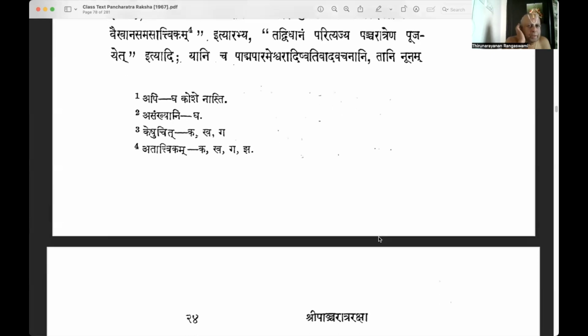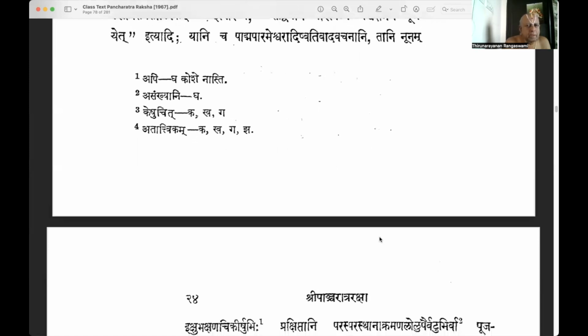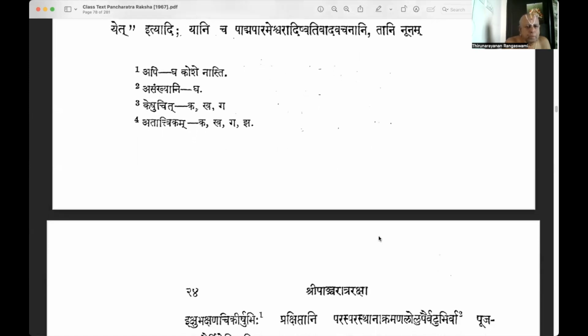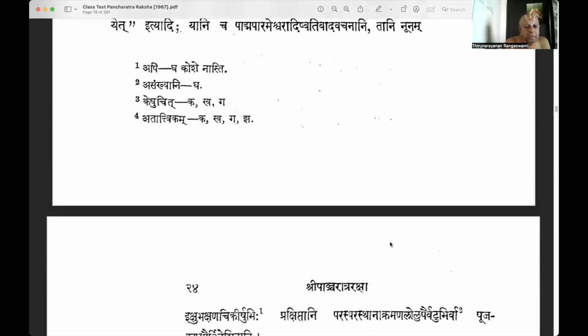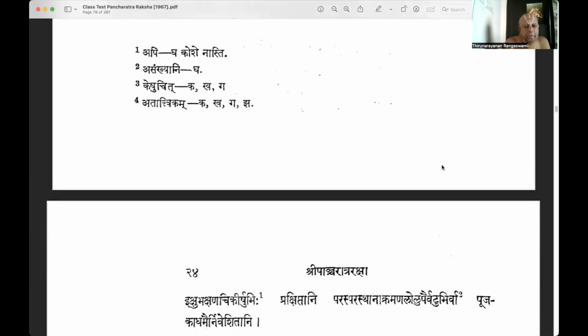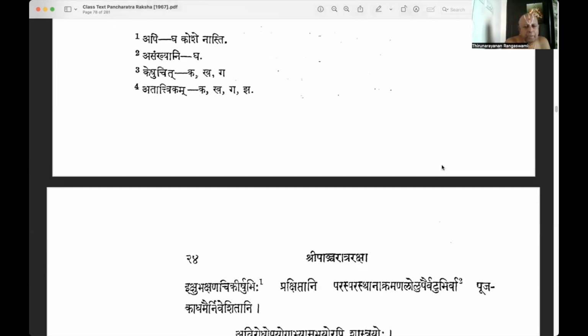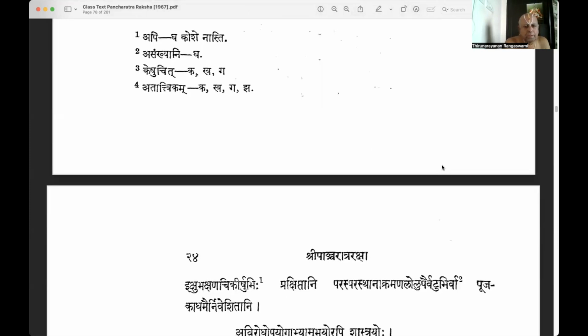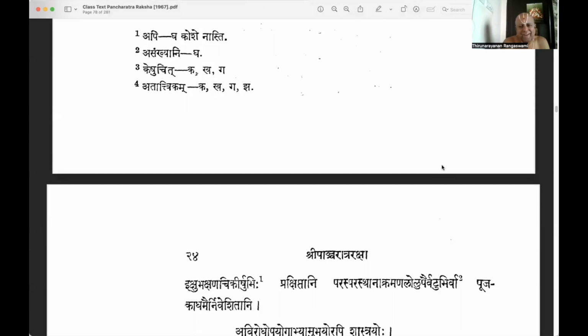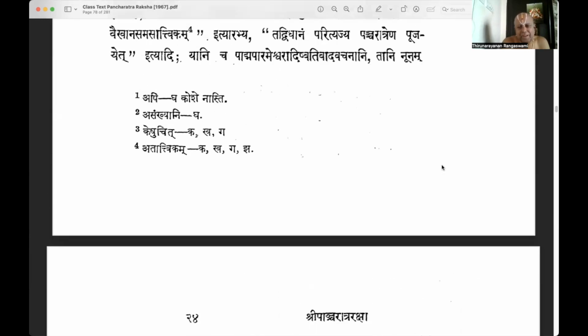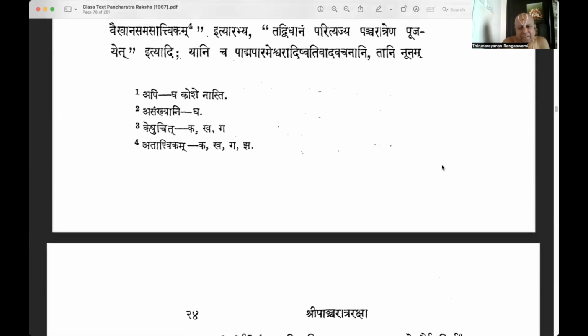Yanija Padma Parameshwaradishu Ativada Vachanani Tani Nunam Ikshubhakshana Chikurshibihi Prakshiptani Parasparasthana Akramana Lolupaihi Vatubihi Va Pujaka Adhamaihi Niveshitani. It's a very caustic statement. It's a caustic statement.